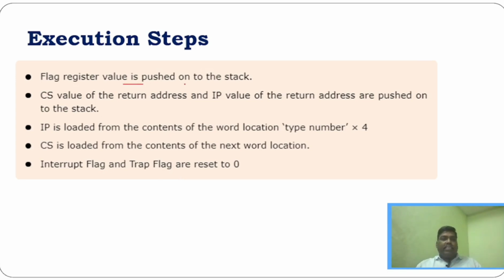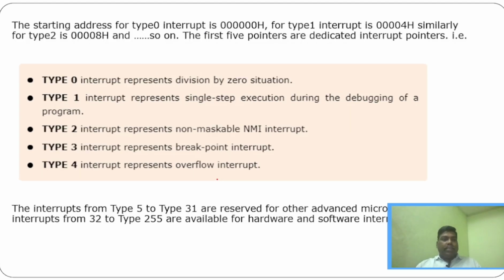The flag register has to be pushed to the stack, and the CS value and IP value of the return address, that is the address of the next instruction, are pushed to the stack. Similarly, the address of the ISR, CS and IP, is loaded into the processor. And similarly, the interrupt flag will be set and reset. This is the execution type for all the software interrupts.